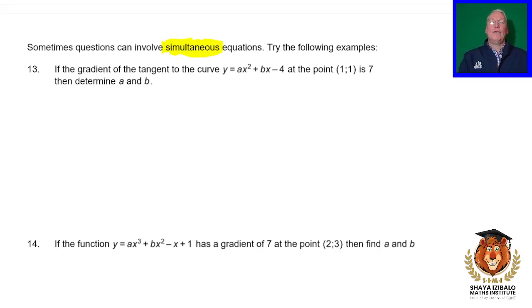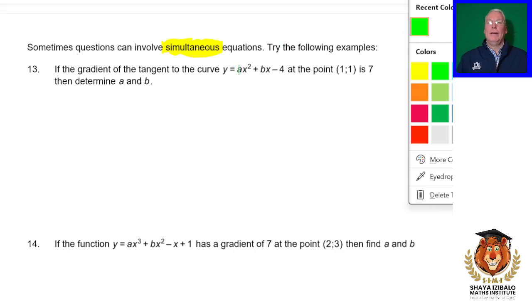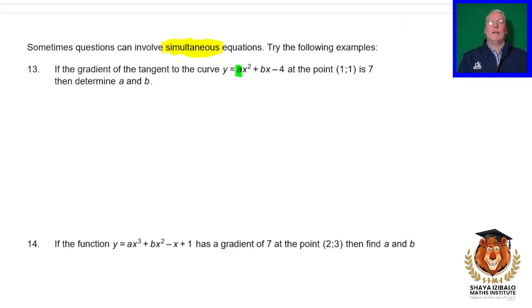We're being asked to find two different variables, a and b. Right, a and b. Now, we're given two bits of information here. We're firstly given that the point (1, 1) lies on this line. In other words, this is a point that lies on the line. That's the first thing that we can read there, and that will allow us to substitute that point in here. So the y value is 1, the x value is also 1, so it's going to be a times 1 squared plus b times 1 minus 4.